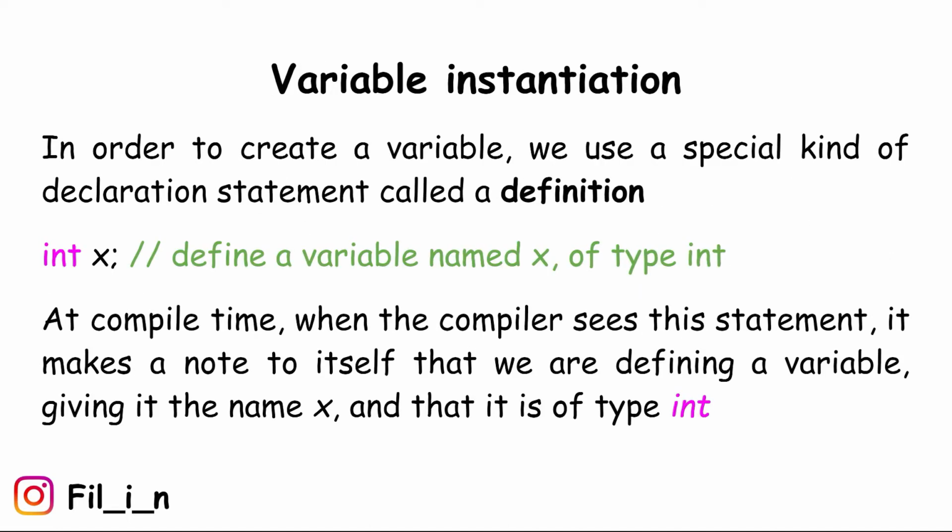In order to create a variable, we use a special kind of declaration statement called a definition. int x; defines a variable named x, of type int. At compile time, when the compiler sees this statement, it makes a note to itself that we are defining a variable, giving it the name x, and that it is of type int.